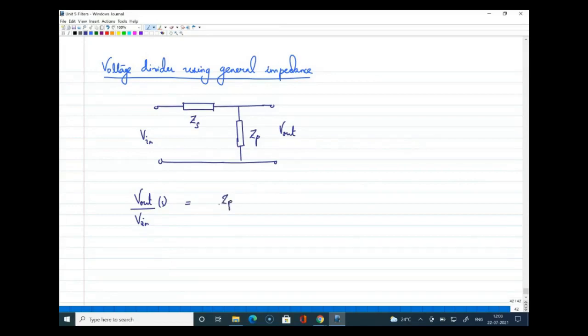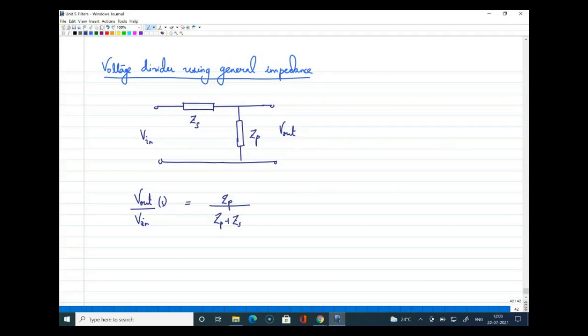Can I get any response here in the chat? Are you guys responding? I don't know. Yeah. Divided by ZP plus ZS. Yes, this is the transfer function of this.